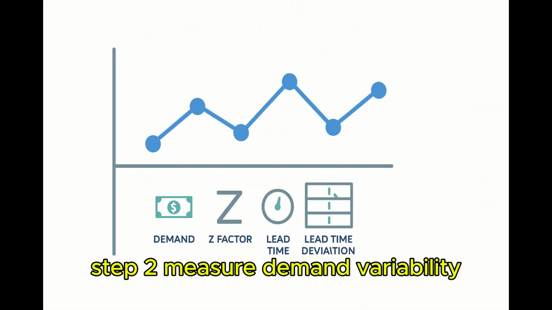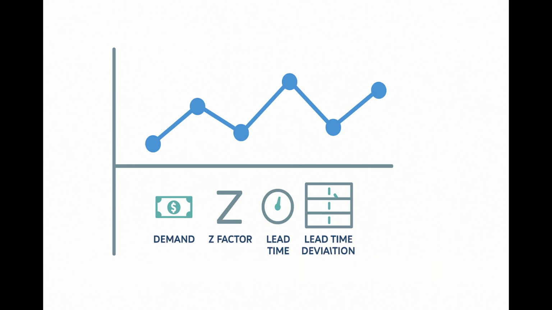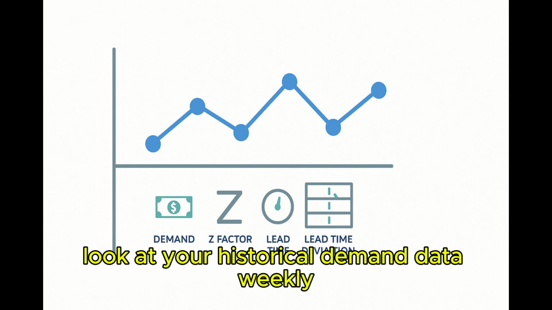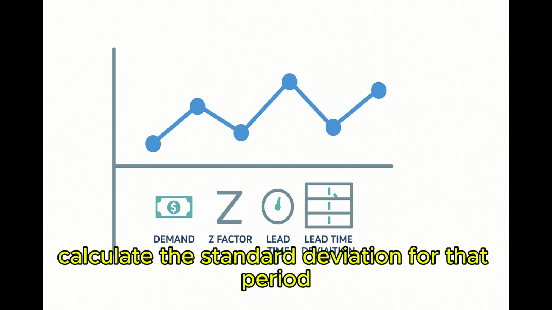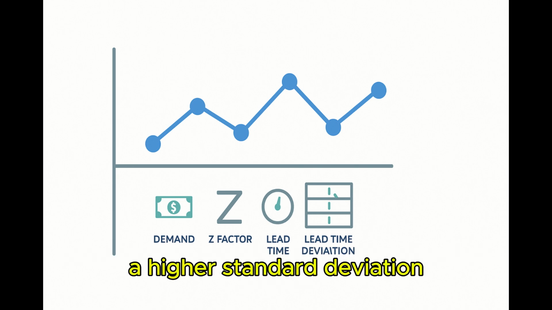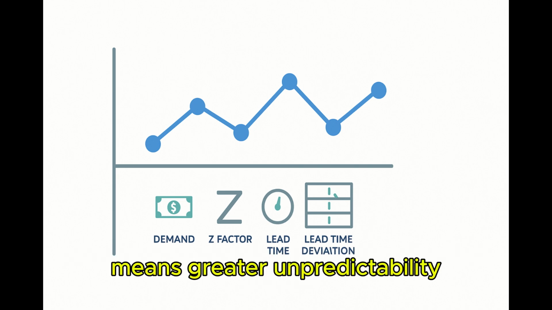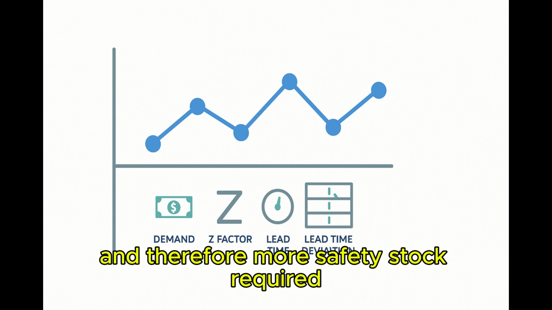Step 2. Measure demand variability. Look at your historical demand data, weekly, daily, or monthly, depending on your business cycle. Calculate the standard deviation for that period. A higher standard deviation means greater unpredictability and therefore more safety stock required.